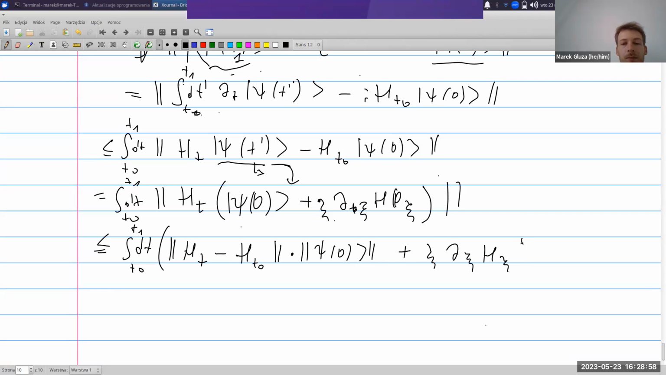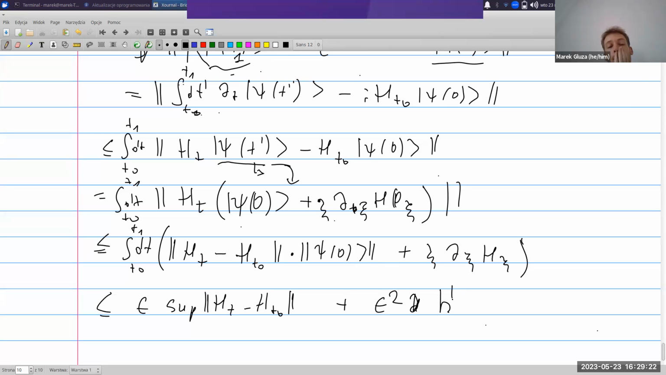So this is not too bad. So we get epsilon, the supremum of ht minus ht0, plus something like epsilon squared, and then this h prime constant, the supremum over the derivatives. So I'm removing the integral by replacing it by supremums, and we have the norm here, right? So this is quite good.